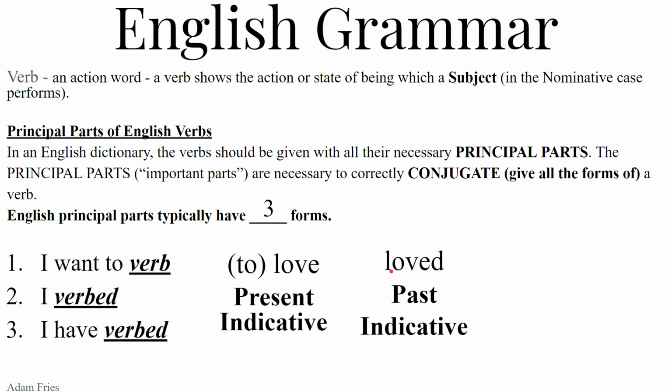So the third principal part, ask yourself, I have blank. I have verbed. So for love, I have loved. This is called the past participle form of the English verb. So I want to verb, I verbed, I have verbed. I want to love, I loved, I have loved. The principal parts, the necessary or important parts of the English verb love are love, loved, and loved.